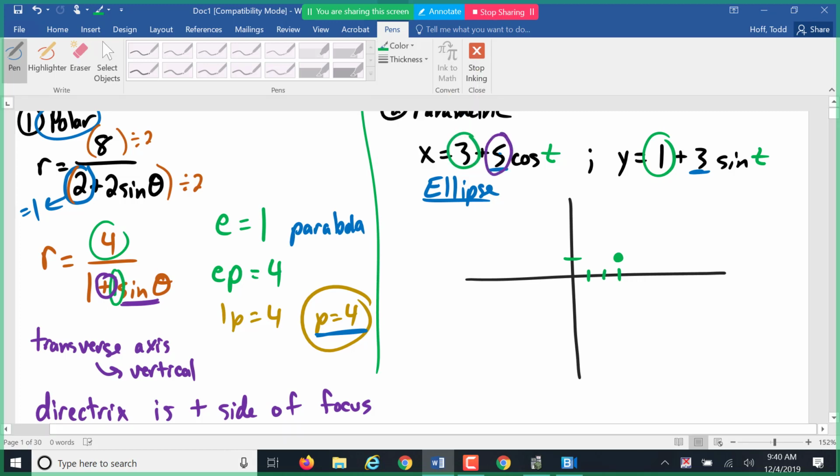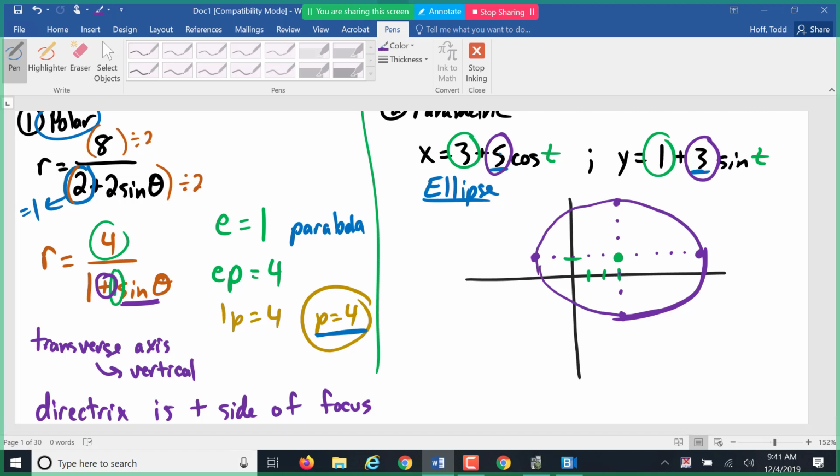This value here gives us the horizontal semi-axis. So that means we go 5 each direction from that center horizontally. This is the vertical semi-axis. So that says we go 3 up and 3 down. There is our ellipse.